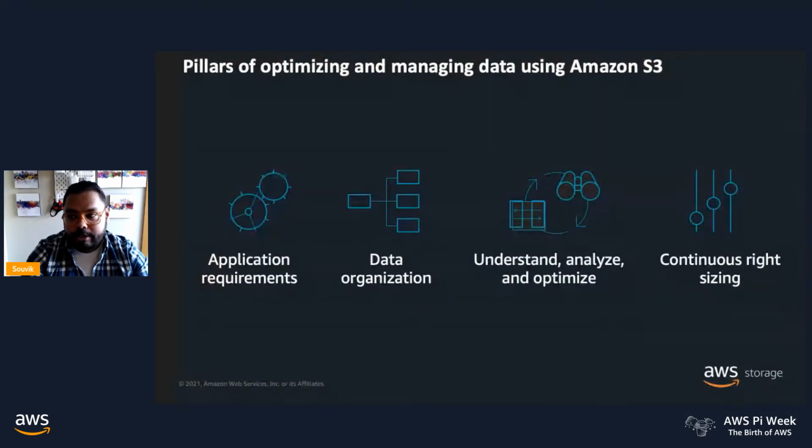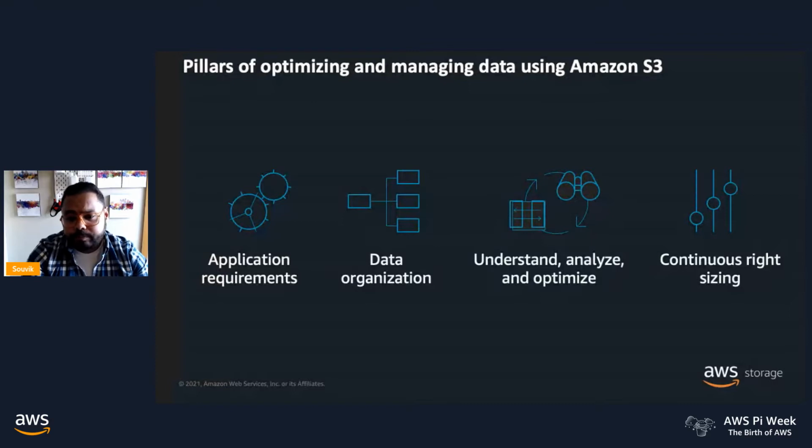The second pillar is data organization. Within an organization, we expect to see a diverse set of data sets spanning different departments and even projects. We have seen that it can really be very powerful to organize your data from the beginning if you want to effectively optimize cost and performance for your workloads.